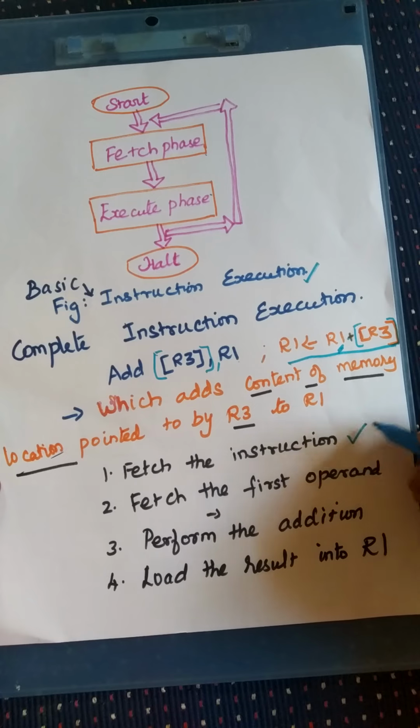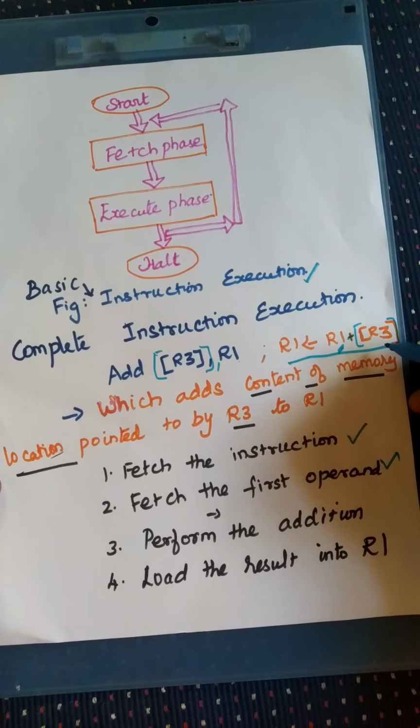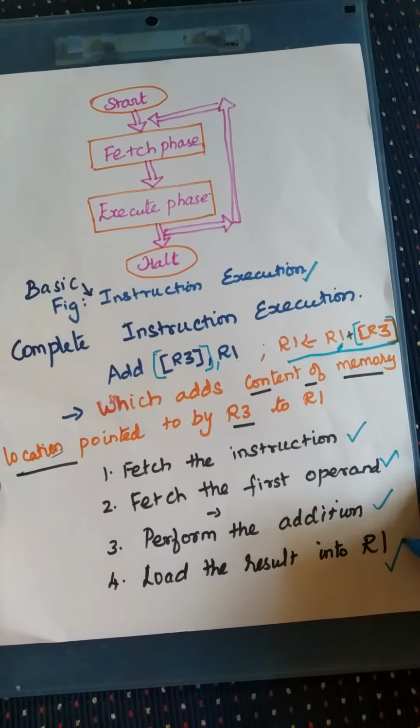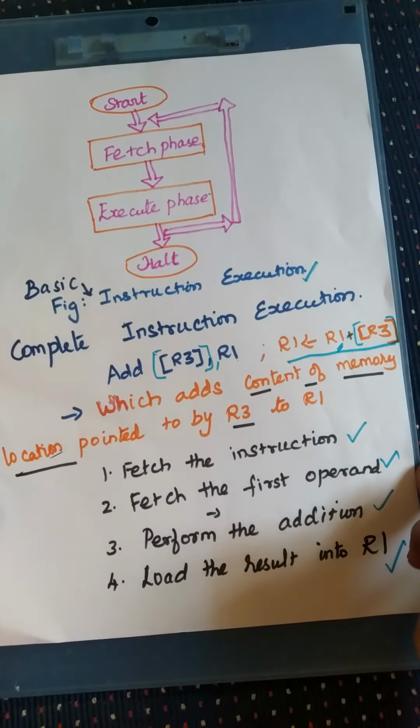Fetch the instruction, fetch the first operand, perform the addition. The first operand is fetched from the location pointed by R3, then perform the addition and load the result into R1. These are the steps involved in the instruction execution.